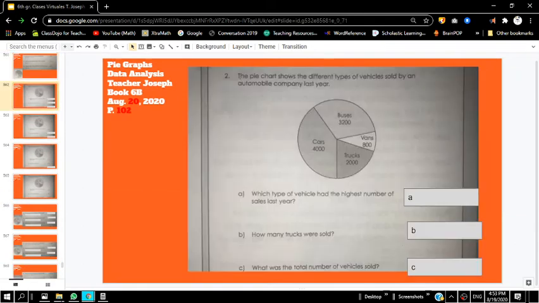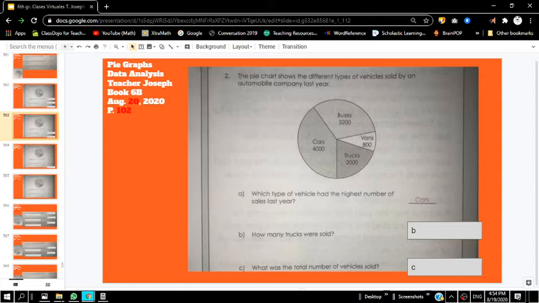Next, page 102 has us looking at a pie chart that shows different types of vehicles sold by an automobile company last year. As you can see in the pie chart, each number is represented by a quantity. This time we're not looking at percentage just yet. Letter A says, which type of vehicle had the highest number of sales last year? Well, all we really have to do is just look at the number that is the largest or the highest number. In this case, it would be cars, which is 4,000, compared to the other numbers, which is much bigger.